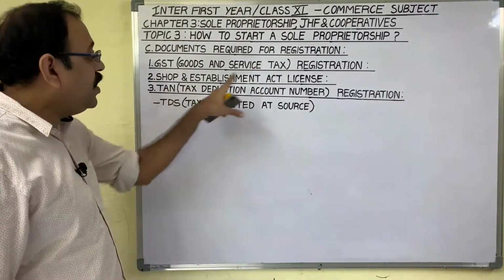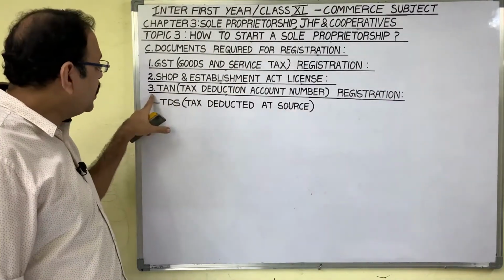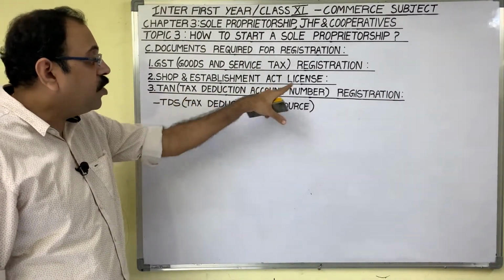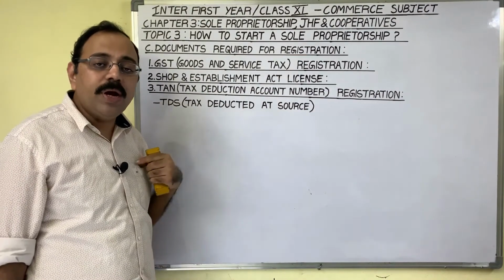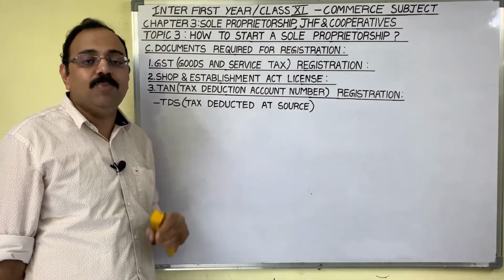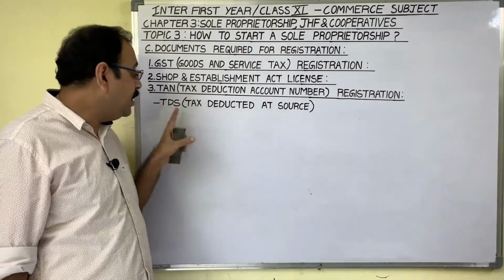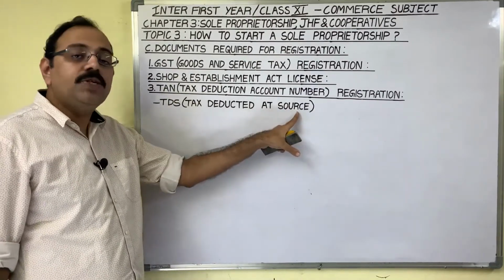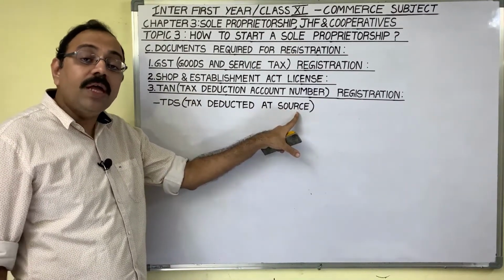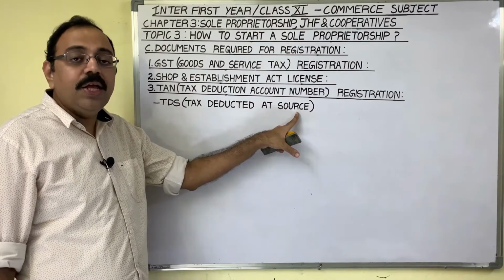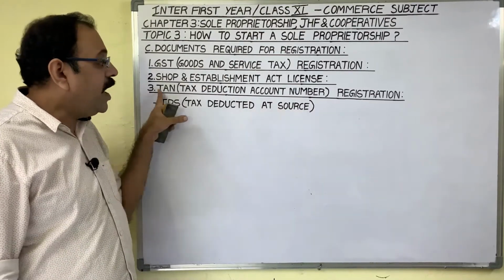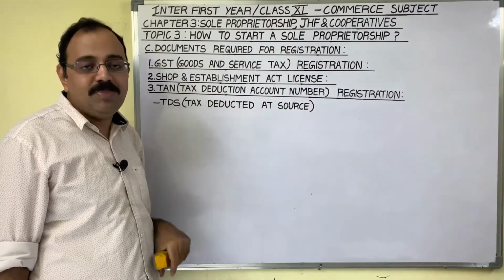Third one is TAN registration. TAN stands for Tax Deduction Account Number. If a sole proprietor is paying salaries to his employees and deducting TDS, tax deducted at source, on behalf of the income tax department, then he is supposed to obtain TAN registration from the income tax department.